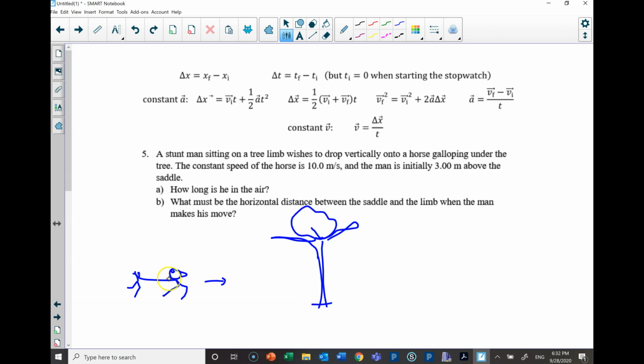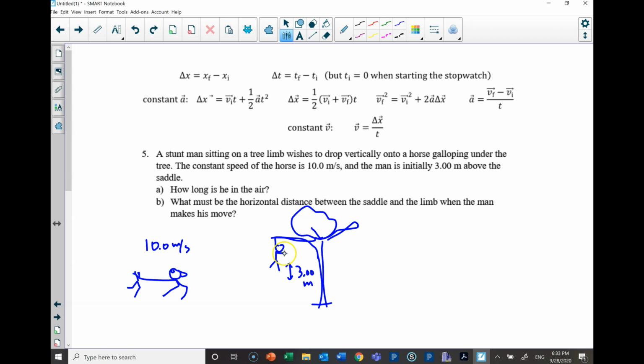Apparently my inability to draw horses has now transferred over, and she's hanging, waiting to drop. The horse is traveling at a constant velocity of 10 meters per second. She is how high above the saddle? 3 meters.